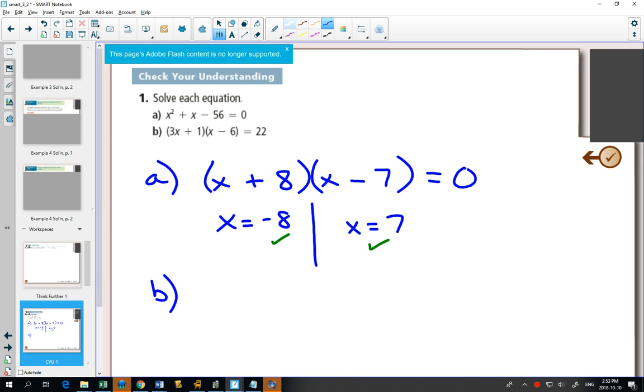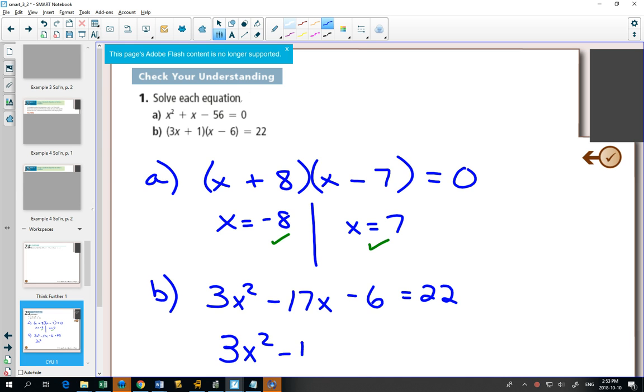It is only helpful to solve a quadratic equation if you have one side equal to 0 and you factored. So what we need to do here is we're going to FOIL out this side, 3x squared. Outside is minus 18 plus 1, minus 17x. Minus 6 equals 22. Bring the 22 over to this side. And now it's equal to 0.